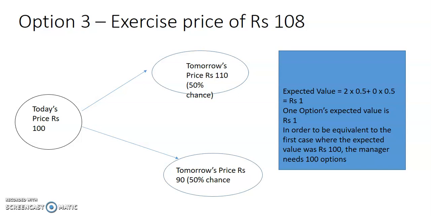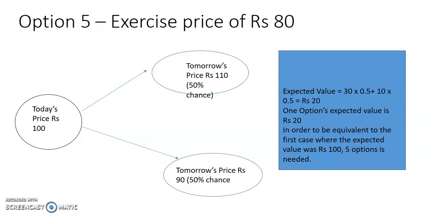Now in this case, 100 options at a strike price of 108 would yield an expected return of rupees 100 for the manager. Let us consider a case where the exercise price is 111. It is worth zero because it would never pay to exercise such an option. There is no number of call options with a strike price of 111 that could produce 100 rupees worth of expected value.